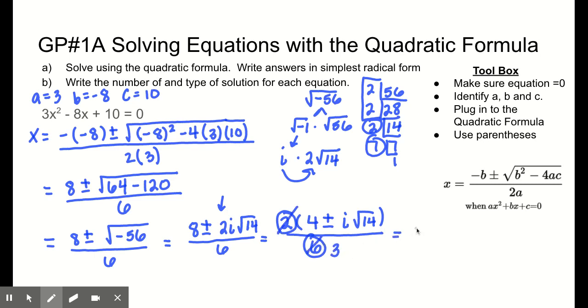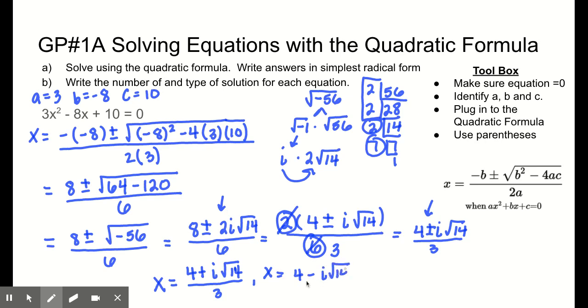And that's going to leave us with 4 plus or minus i radical 14 over 3. Now again, I want you guys writing these as two separate numbers so that we keep in mind that that plus or minus gives us those two separate numbers. So we're going to write this as x equals 4 plus i radical 14 divided by 3, and x equals 4 minus i radical 14 divided by 3. And this is two imaginary solutions.